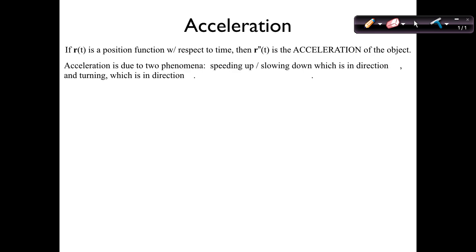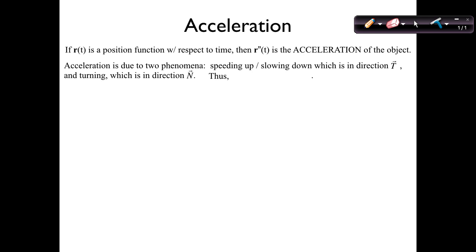Okay? So acceleration is due to two phenomena: speeding up and slowing down, which is in the direction of, what's that the direction of? Yep, and what do we call that going forward? Just the t, the tangent vector, right? And then turning, which is the direction of n. We can say it's due to turning, but it's really due to speeding up and slowing down orthogonal to t. That's what turning is. It's speeding up or slowing down to the side, right? Okay, I'll show you something next time.